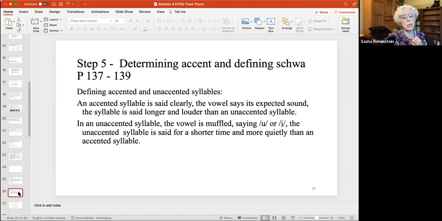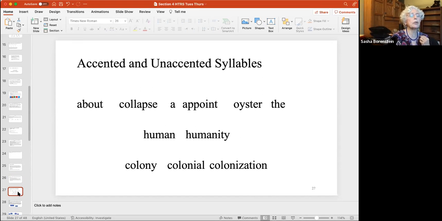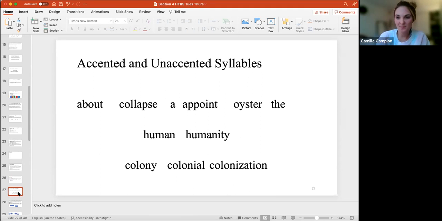So what we want to do, this is just the definition that I've said 100 times now, is be able to decide which syllable is accented in a multi-syllable word and which is not. So we're going to go through this, all of us together. Camille, can you do the first word with me? It is A-B-O-U-T.